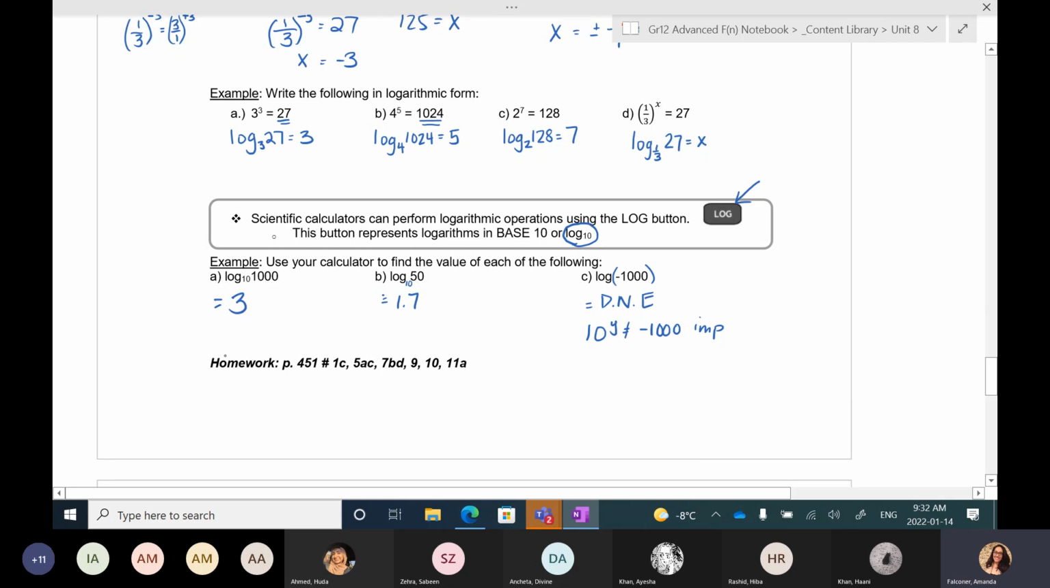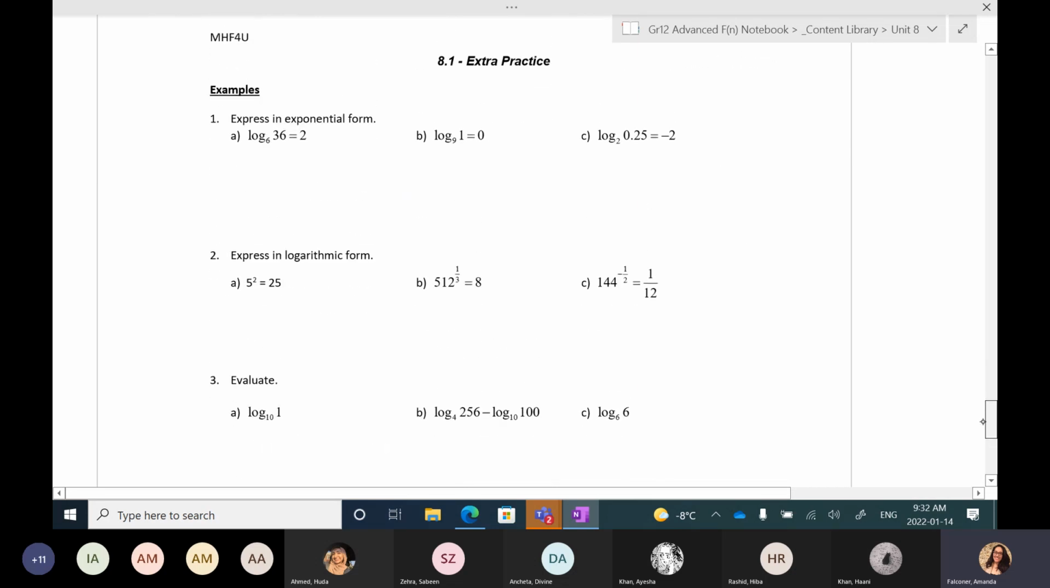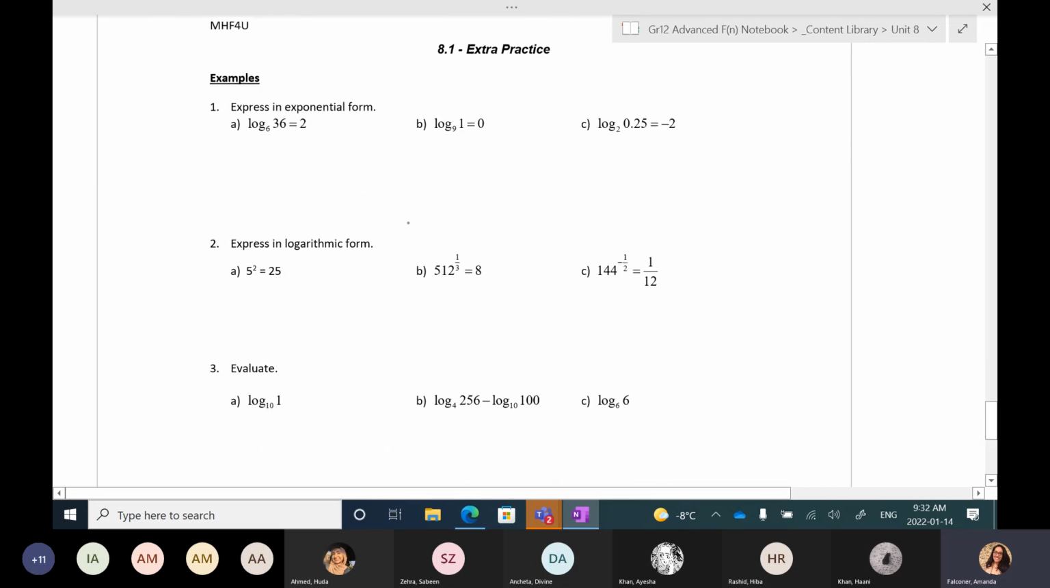Okay, so the homework for this section is 1C on page 451 of your textbooks, and we'll take a little 15-minute breather. There's also these extra practice questions that you can jump into right now if you'd like, because this will kind of solidify once you go through these 9 questions. That'll just kind of make it sink in that the subscript goes into the base position, and where the other 2 values go.